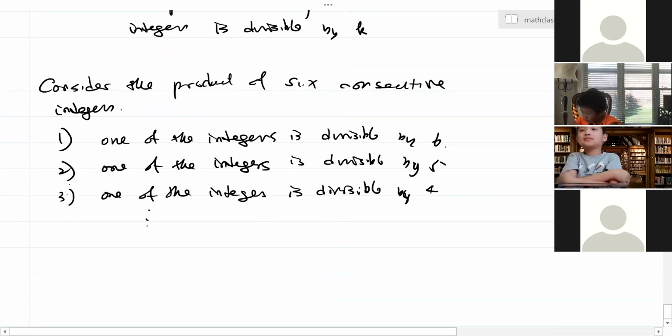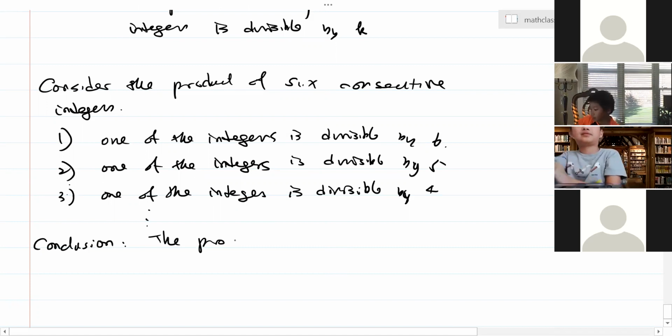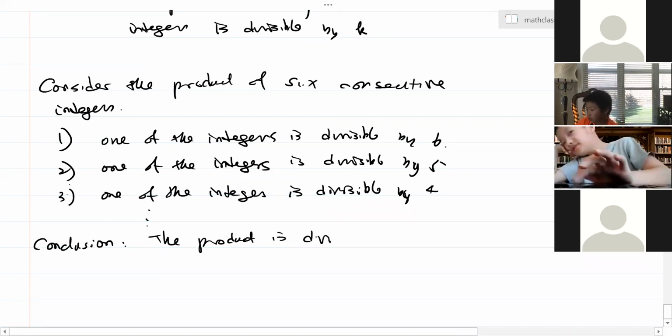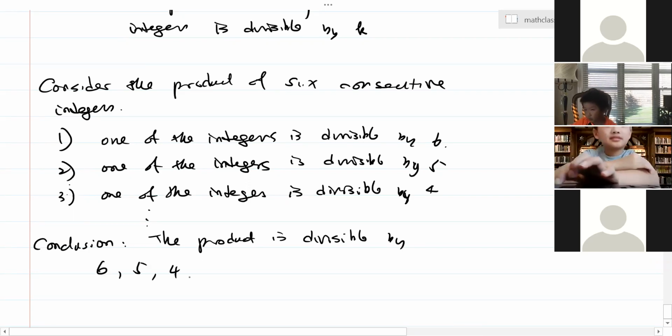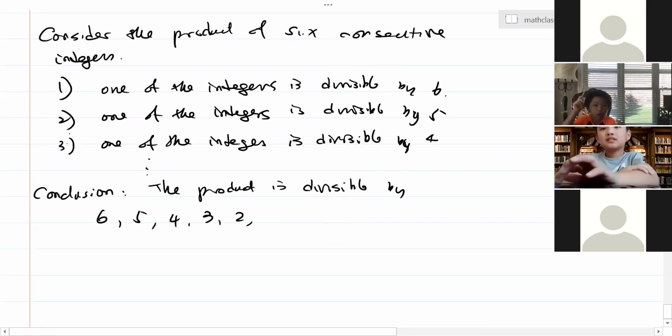And finally, what you can conclude is the product is divisible by 6, 5, 4, 3, 2, and 1. So the product of 6 consecutive integers is going to be divisible by so many numbers. And that's the whole point.